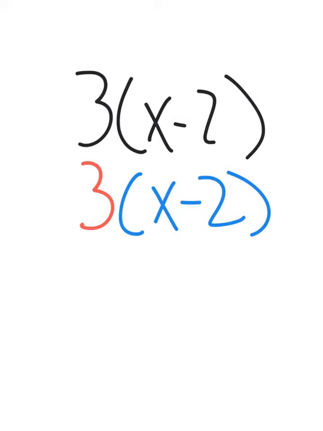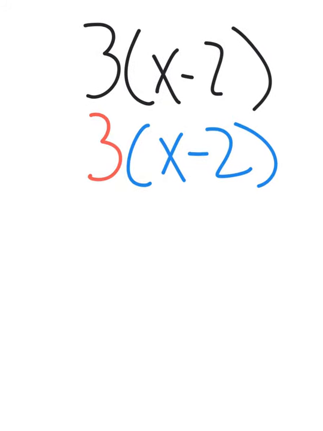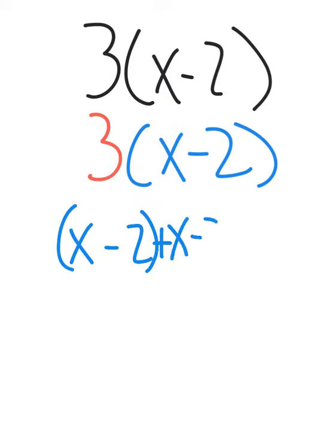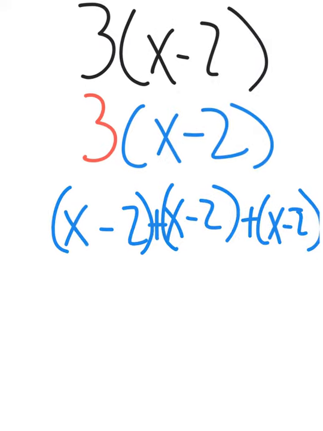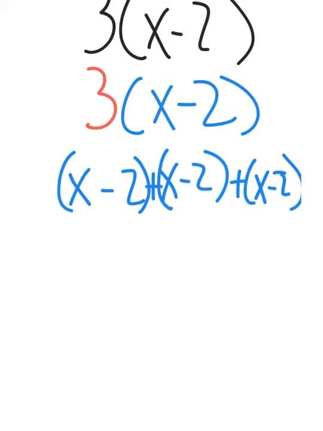Okay, so if you have 3 groups of x minus 2, it's going to look something like this. x minus 2 plus x minus 2 plus x minus 2. Okay, so if we see that, and I say, well, how many x's do we have up there? x plus x plus x, 3x. And if I subtract 2, subtract 2, subtract 2, I have negative 6.